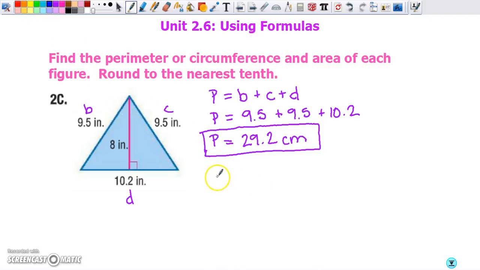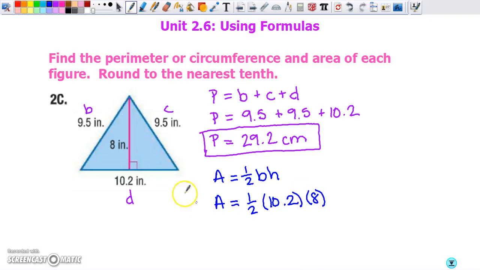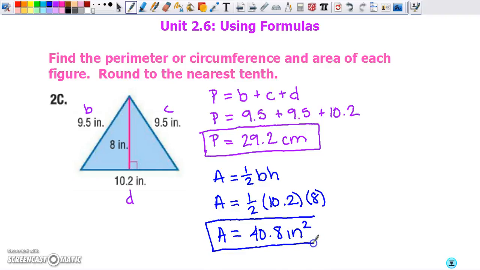And then for our last little bit, doing our area. Area of a triangle is 1/2 the base times the height. Now the height is always the segment that you see with the right angle, and the base is always where that right angle is, which in this case is on the 10.2. So we're going to take our 1/2, the base is going to be our 10.2, and our height is the 8 inches. And so then that would mean our area is 40.8 inches squared.